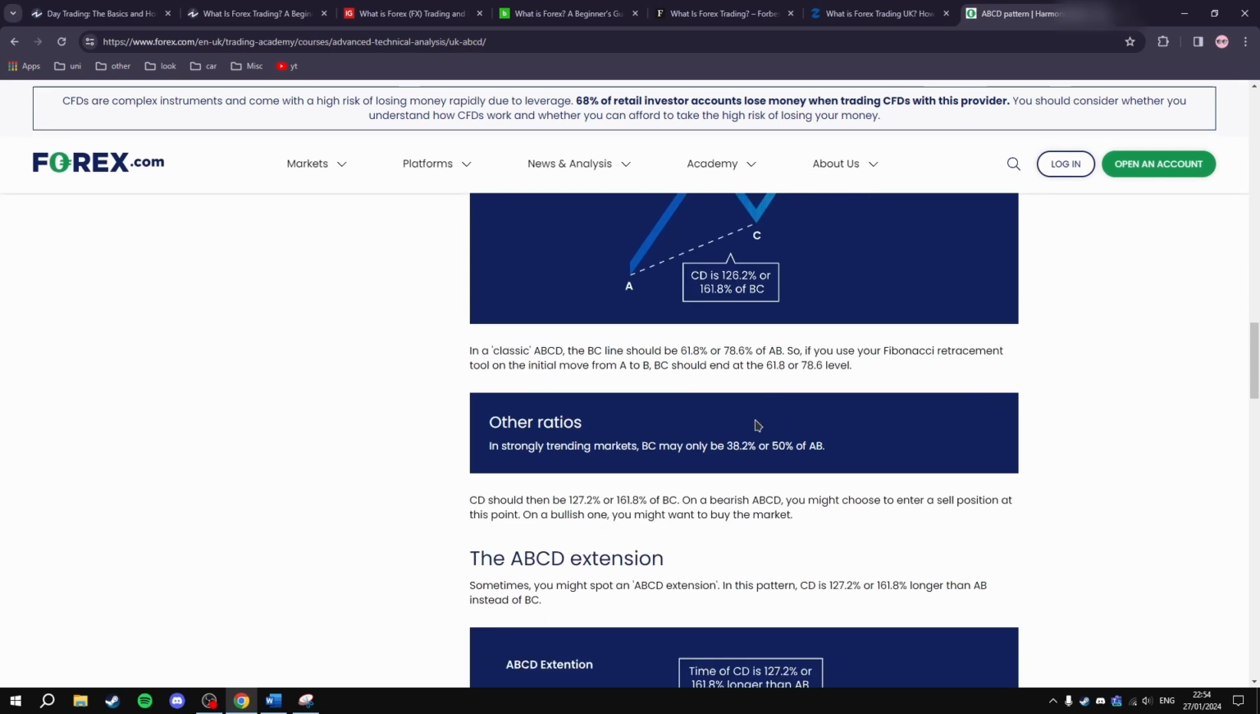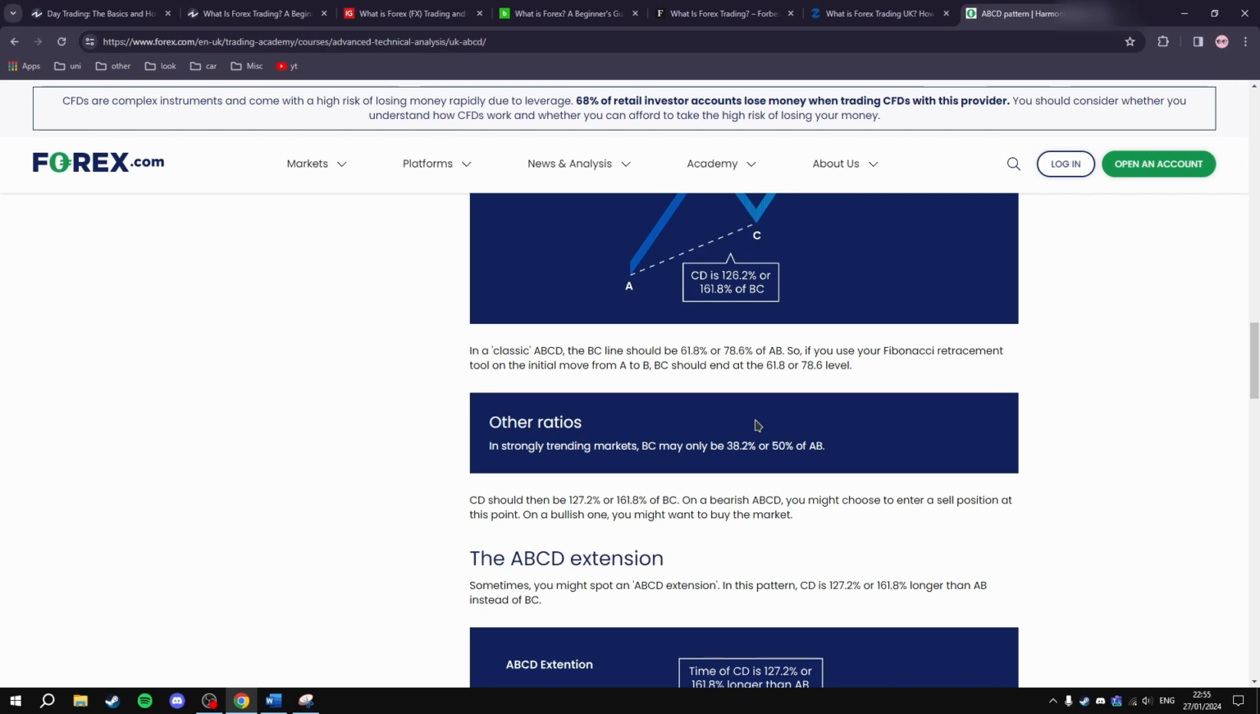In a classic ABCD, the BC line should be 61.8% or 78.6% of AB. So if you use your Fibonacci retracement tool on the initial move from A to B, BC should end at the 61.8 or 78.6 level.